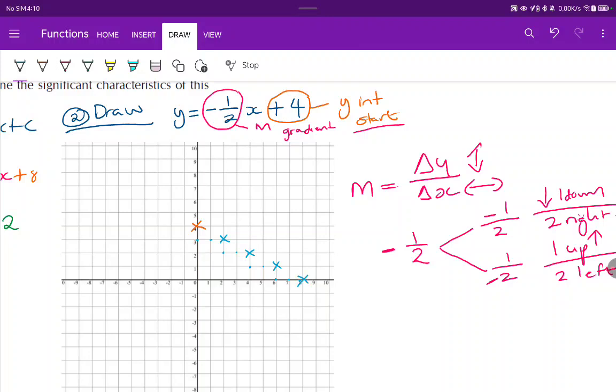If I do the second fraction, the bottom one, I'm going to start at my 4, and I am going to go 1 up and 2 to the left. Again, 1 up and 2 to the left. A third time, 1 up and 2 to the left. What I would like you to see is it doesn't matter which of the two fractions I use, I get the exact same line.